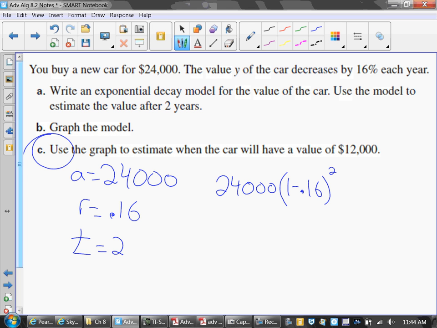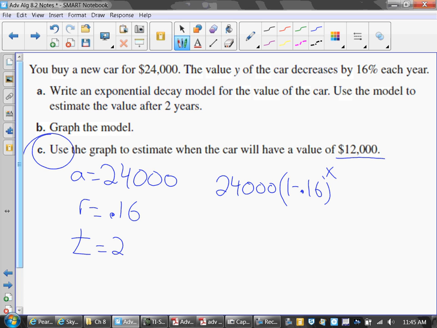So what I would do is this: the model we used was for after 2 years. When you have to estimate when the car is going to be worth 12 grand, you change that 2 to your variable, because that's what you're trying to solve for.